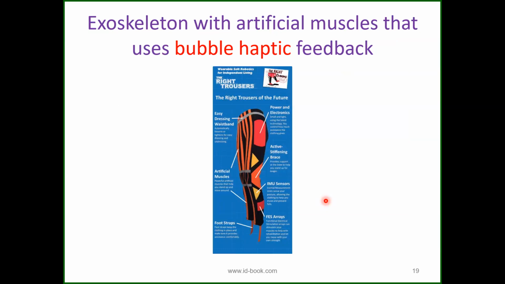Another very interesting example is creating artificial muscles of an exoskeleton using bubble haptic feedback. Now, what is this bubble haptic feedback? The artificial muscles of the exoskeleton could be equipped with sensors. You would have different types of sensors here, and this is an artificial leg kind of a thing with sensors to detect muscle contractions and movements.